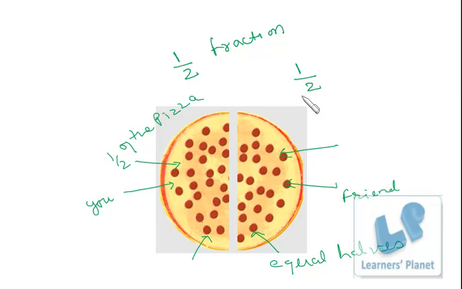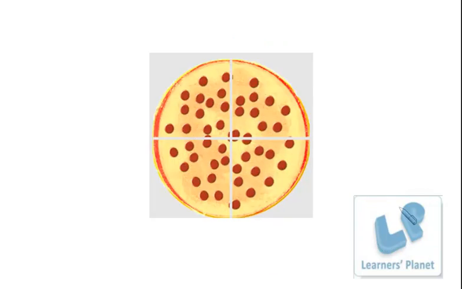You have not started eating yet and your two more friends have come. Now you have to offer the pizza to them also. Now what are you going to do? Okay, so let's see what you have to do. Now, this complete piece was your part and this complete piece was your friend's part.